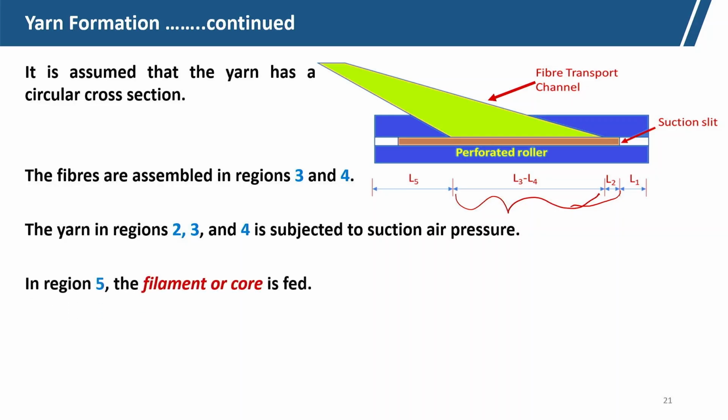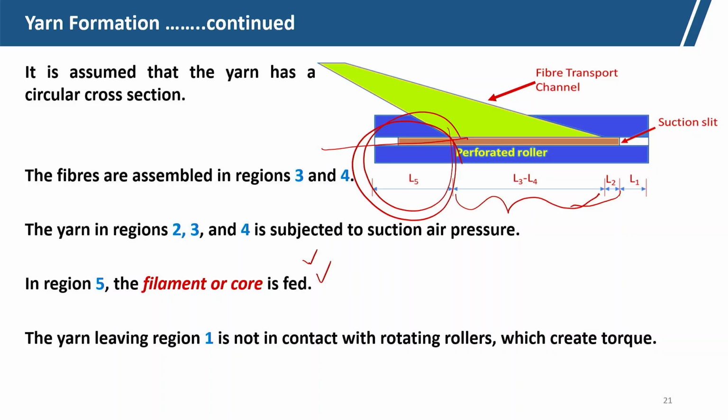In region 5, for type 2 or only friction spinning yarn, there is nothing. But in core-spun filament core-sheath type friction spinning, core filaments or any coarse yarn will be there, that is for type 3. This section 5 is valid only for type 3 spinning.